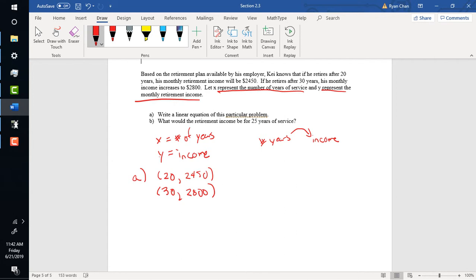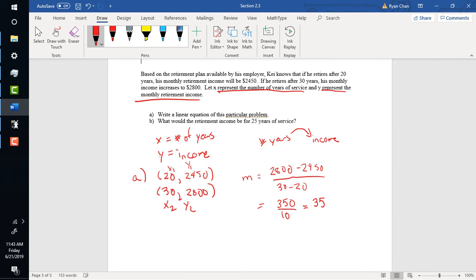When I look at my slope, I'll make this one X1 Y1, and this one X2 Y2. So I have 2800 minus 2450 all over 30 minus 20. And this is going to be 350 all over 10. Again, make sure you reduce, and my slope is 35.